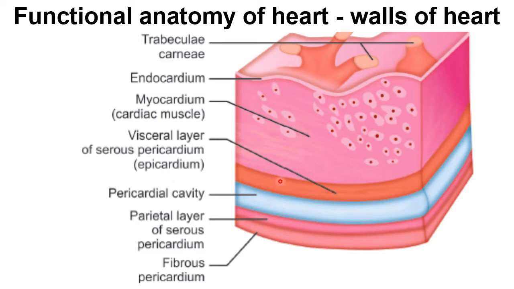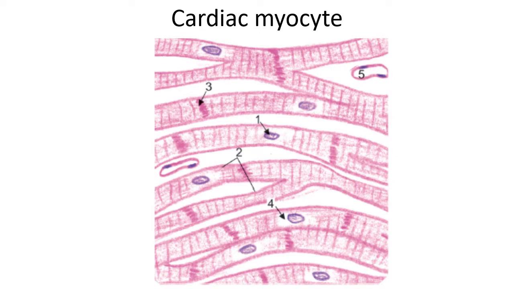Inside the inner layer of pericardium is the myocardium, and innermost layer is called endocardium. That's all about the structure of wall of the heart. Now let us see what are the components of this myocardium. This myocardium is mainly composed of cardiac myocyte.